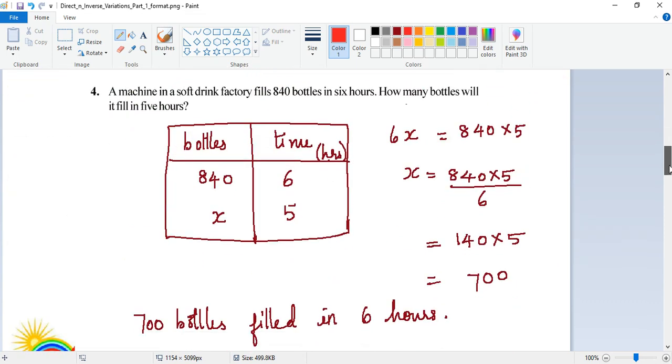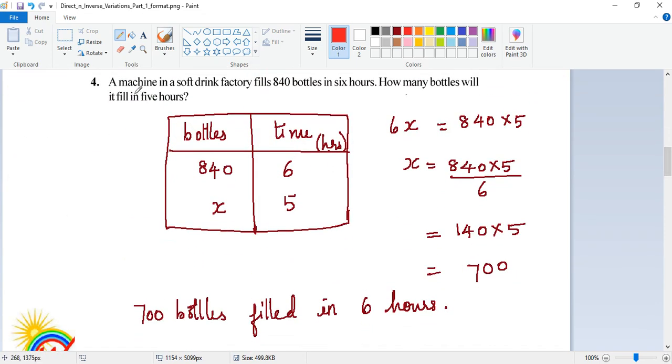Now you come to the next question, the fourth question. A machine in a soft drink factory fills 840 bottles in 6 hours. How many bottles will it fill in 5 hours? So when you have this kind of a problem, I'll teach you this table form. That's the best, easier method. They are talking about filling the bottles and the time, right? So they are talking about the bottles and the time.